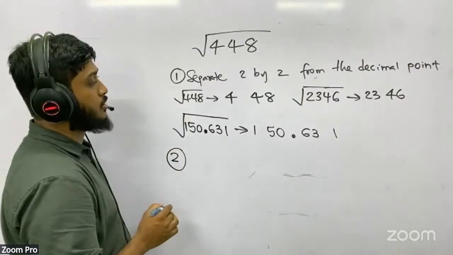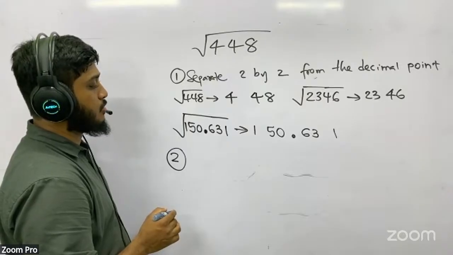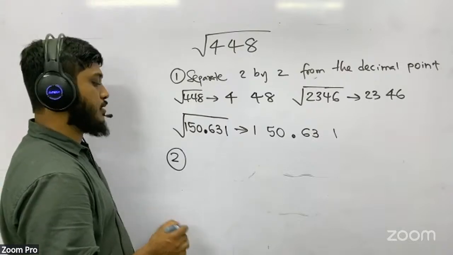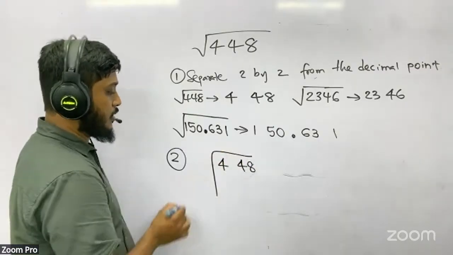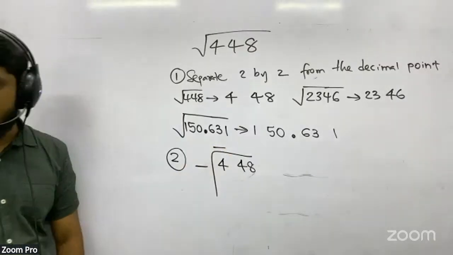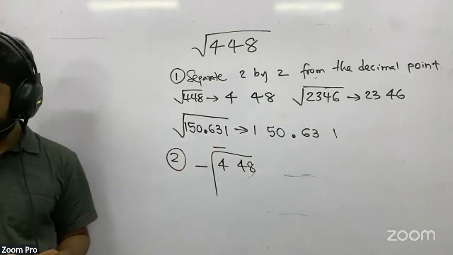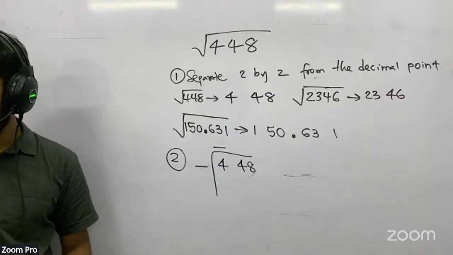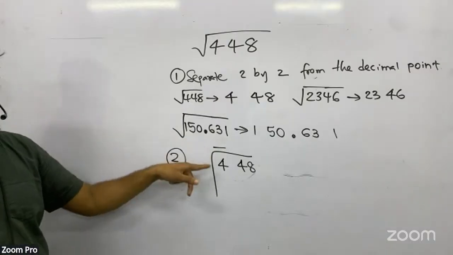Now question number 2. One is separate 2 by 2. Second one is, okay, carefully listen. Second step is this 448. I have to write like this in division method. So first of all, I have to put 2 blanks here. This is the next step. How many blanks? 2 blanks here and here. Under for these both the blanks, I have to fill the same number. I have to write the same number for this, but when you multiply those numbers, it should not exceed 4.